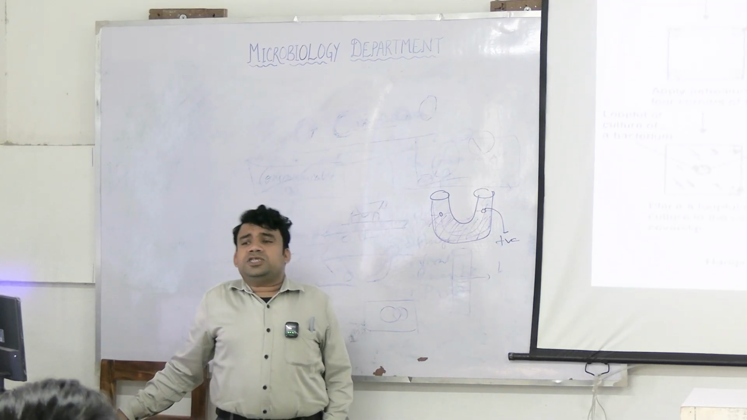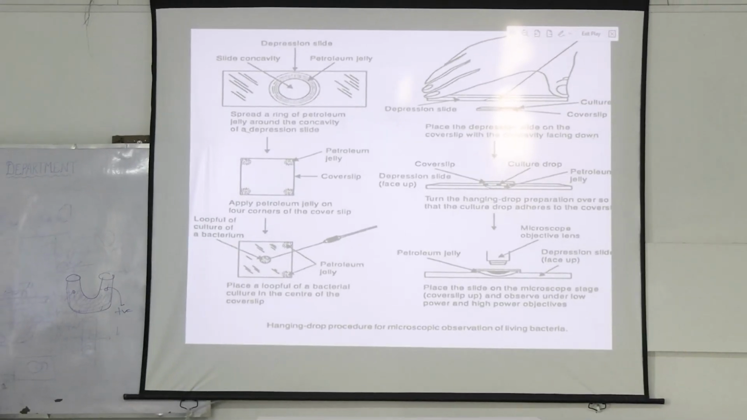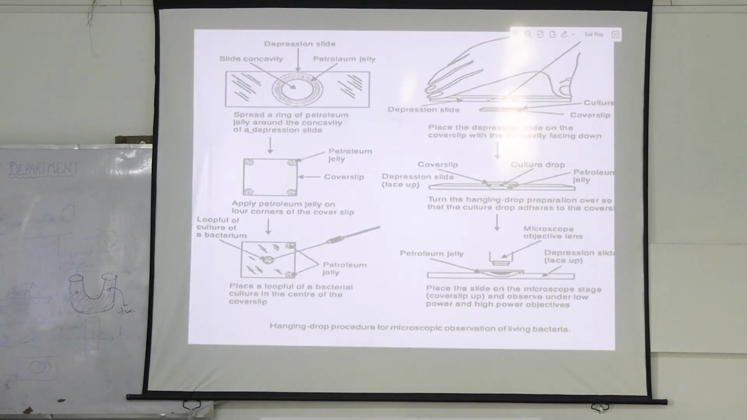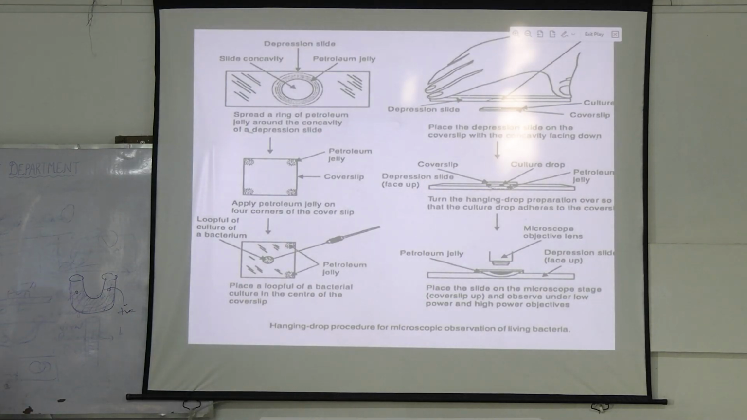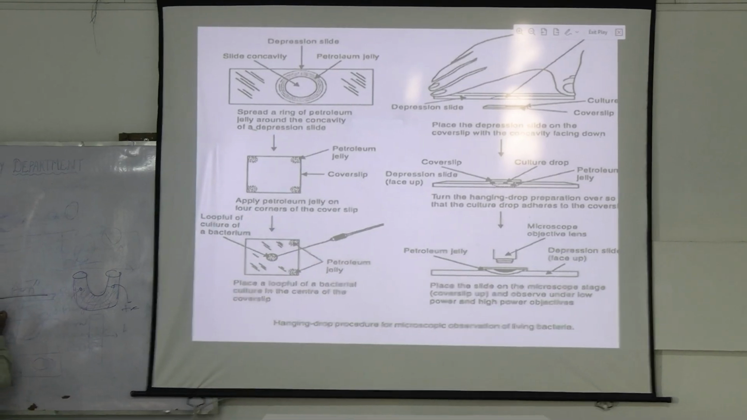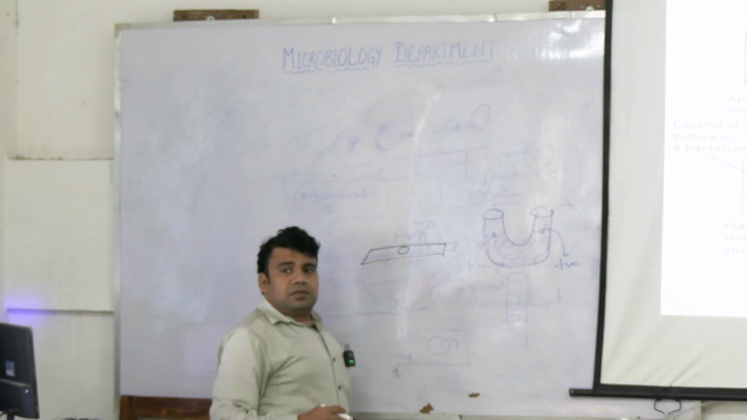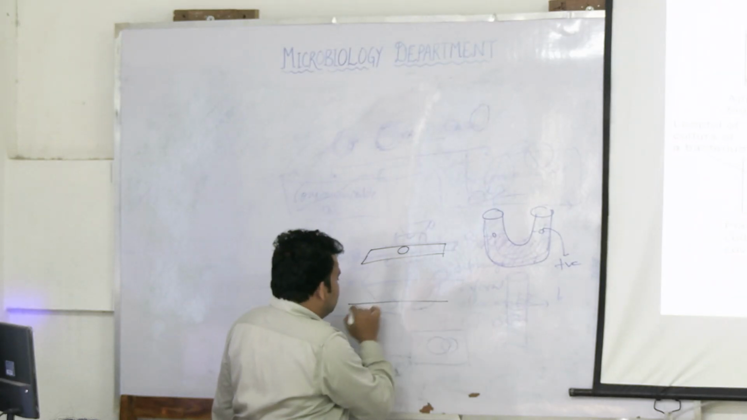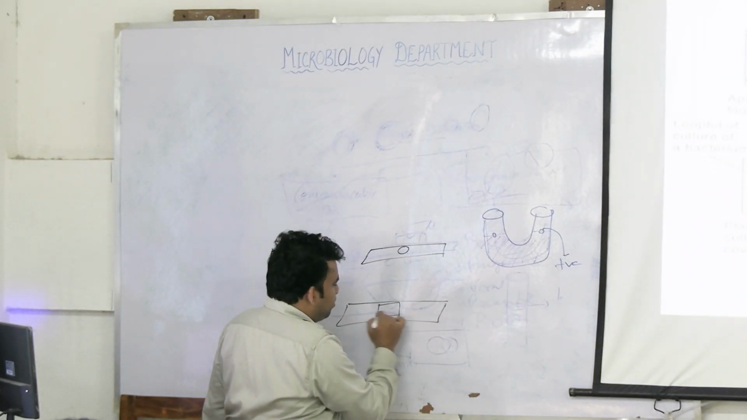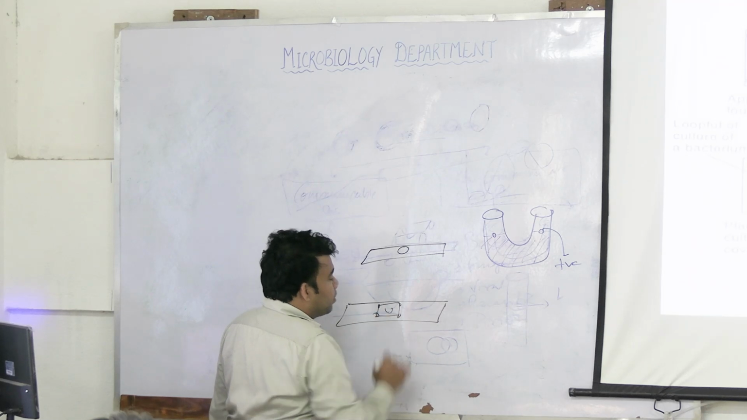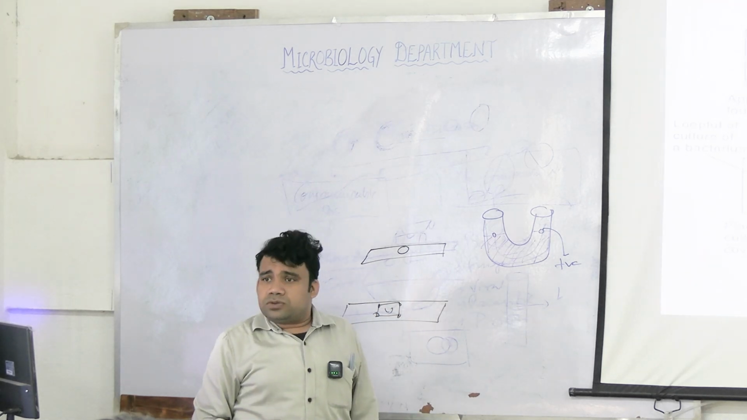But a very convenient and easy option is what is called the hanging drop method. Now hanging means we have suspended a drop of bacterial suspension. On a liquid culture, we inoculate the bacteria and then incubate. So now we have got a bacterial suspension. And then what we do is we take a cover slip and we put a drop of that bacterial suspension. And then invert this cover slip and place it on a slide. Then observe it under the microscope.